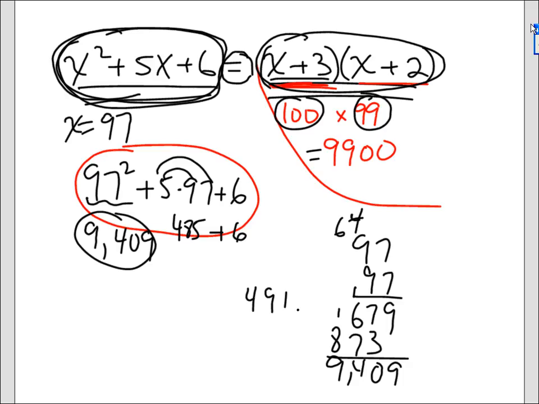Now, if somebody asks you what this equals when x is 0, I might go with the left-hand side. When x is 0, the answer is just going to be 6. Because 0 squared is 0, 5 times 0 is 0. You add those two zeros, you get 0. 0 plus 6 is 6. But in the left side, 0 plus 3 is 3, 0 plus 2 is 2, 3 times 2 is 6. I can just read it off.